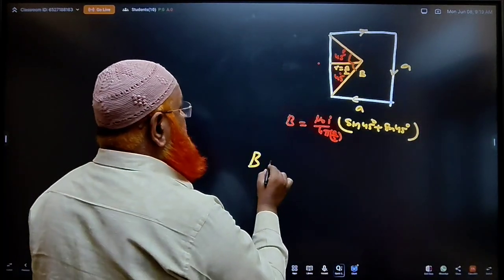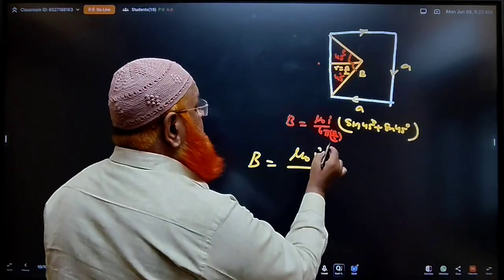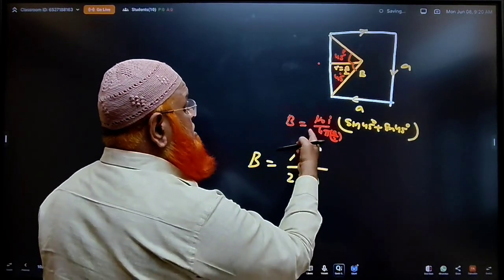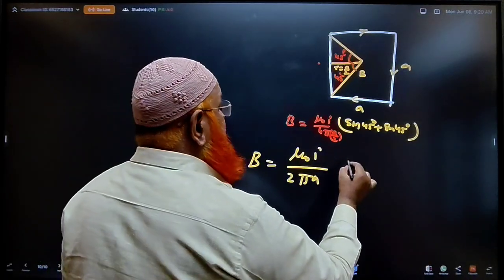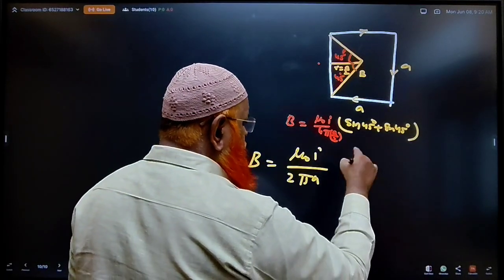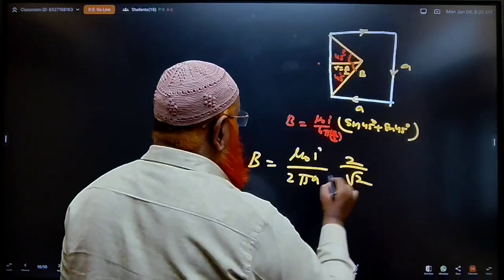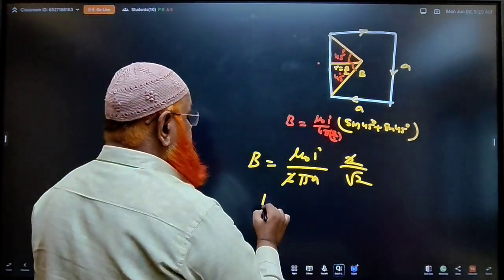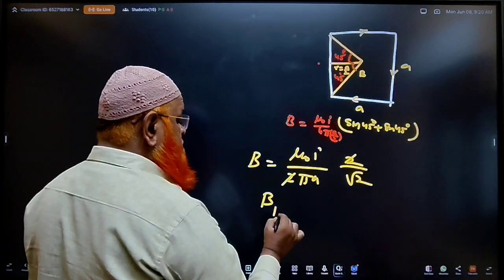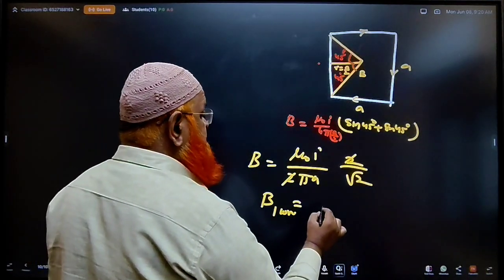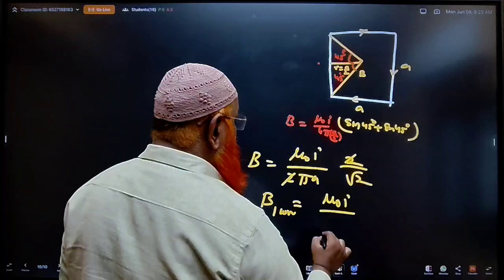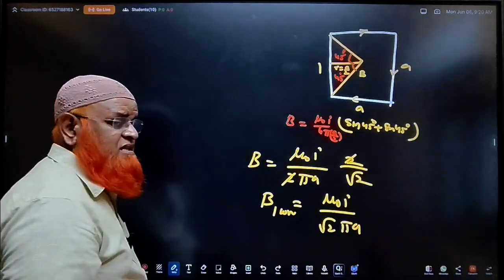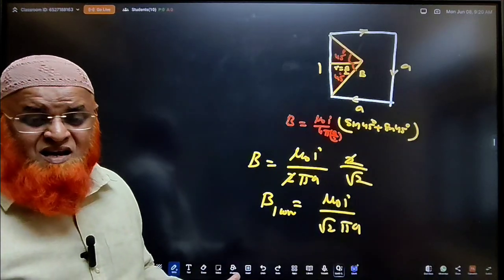So B is equal to mu naught I by, the 2s cancel, 2 pi A, since A by 2 gives 2 and 2 making 4, and sine 45 plus sine 45, which is 1 by root 2 plus 1 by root 2, equal to 2 by root 2. It cancels. So for a single wire, it is mu naught I by root 2 pi A. But how many wires are there like that? Four wires.